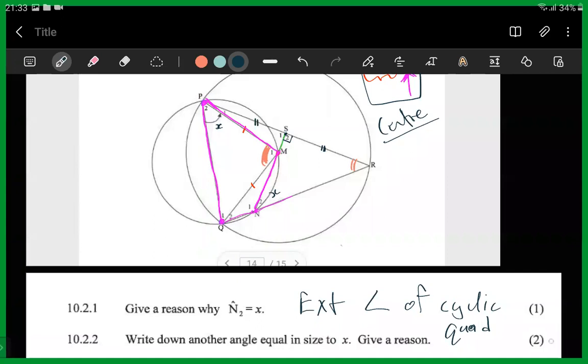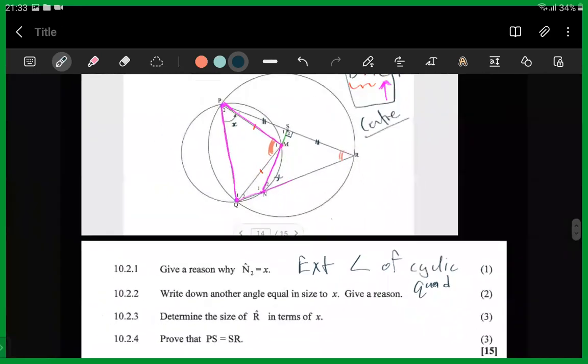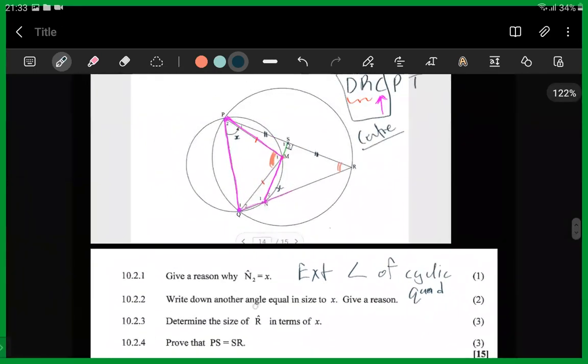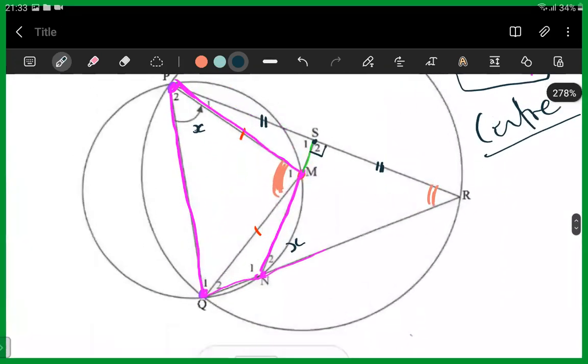a cyclic quad. A cyclic quad is a four-sided shape where the 4 points are touching the circle. So 10.2.2 says, write down another angle equal in size to X. So which are the angles? Which other angle did we say is equal to X? Q1. And what's the reason?